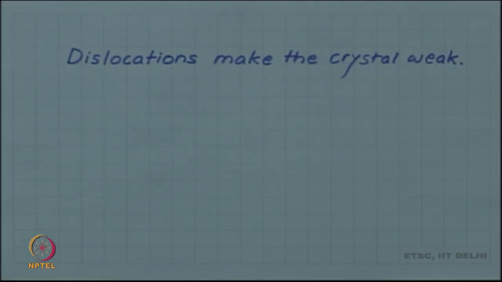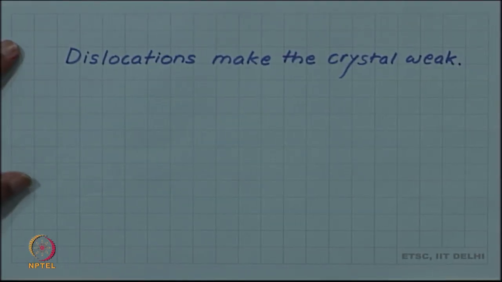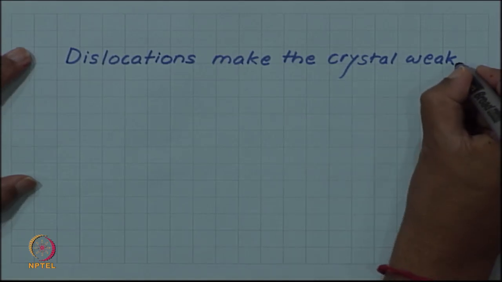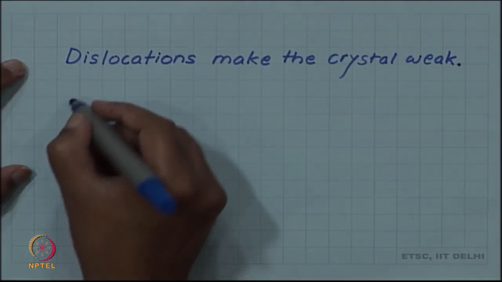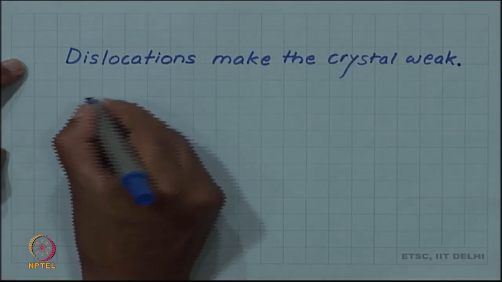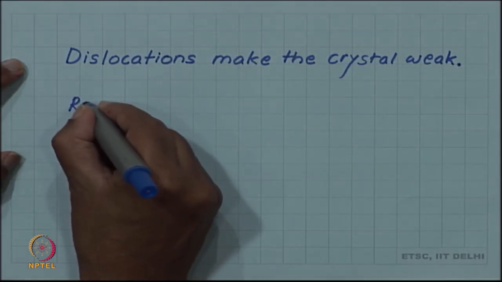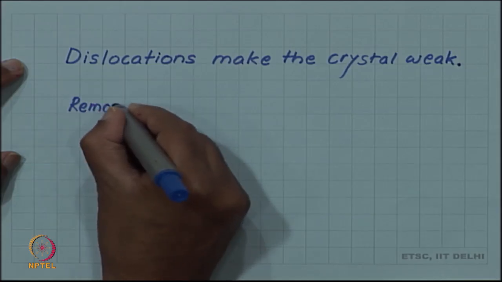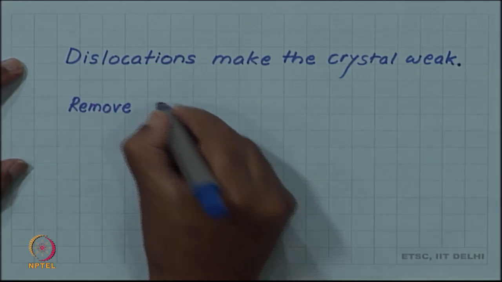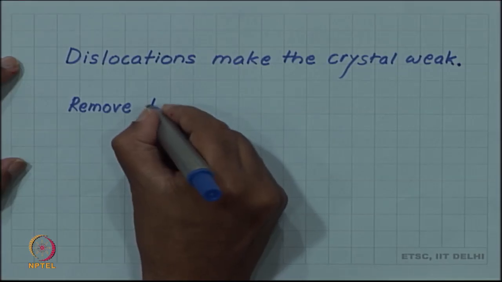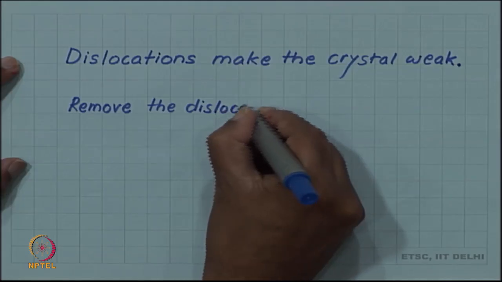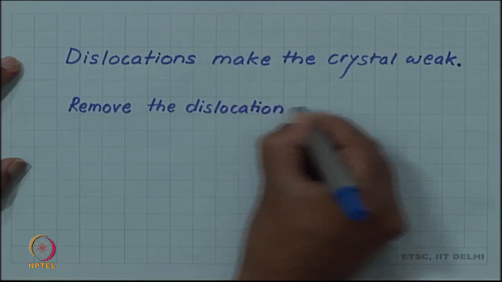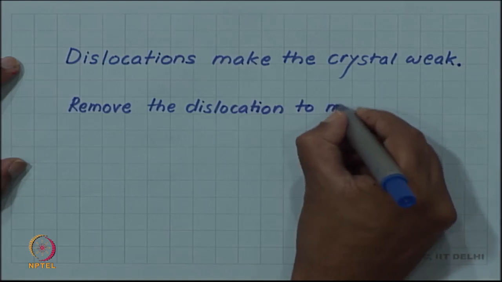Now, what we have been discussing is that dislocations make the crystal weak. This was the content of the last video. So, one can think of a way of strengthening as simply to remove the dislocations, to make them strong.